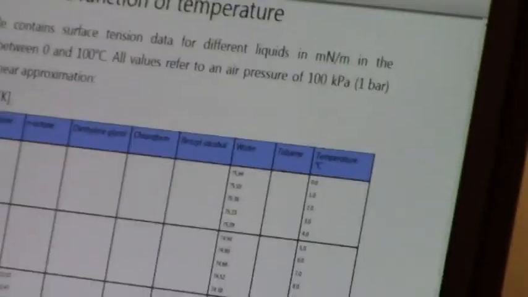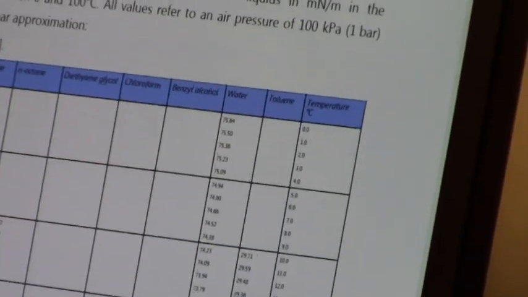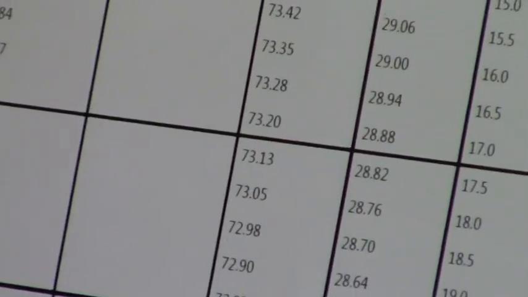And we are at the temperature of 21.69, which is almost 22. If you go here, 22 for water in this column, it will be 72. Here, this is water. It will be 72.45.